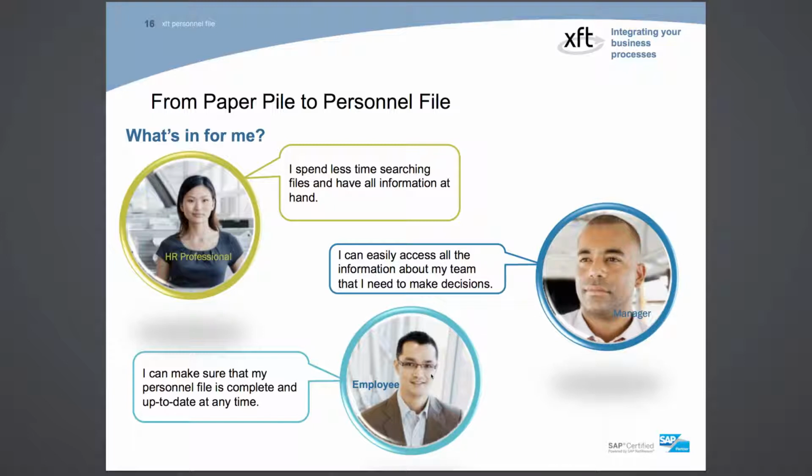So looking at this, what's in it for me from the view of an HR professional? We have a lot less time spent searching files. All the information is at hand. From a line manager's point of view, a line manager can easily access all the information about his team and can easily make decisions based on the information available. And he's sure that the information is up to date, and he's not looking at something he copied 6 months ago, but what is actually currently in the employee file.